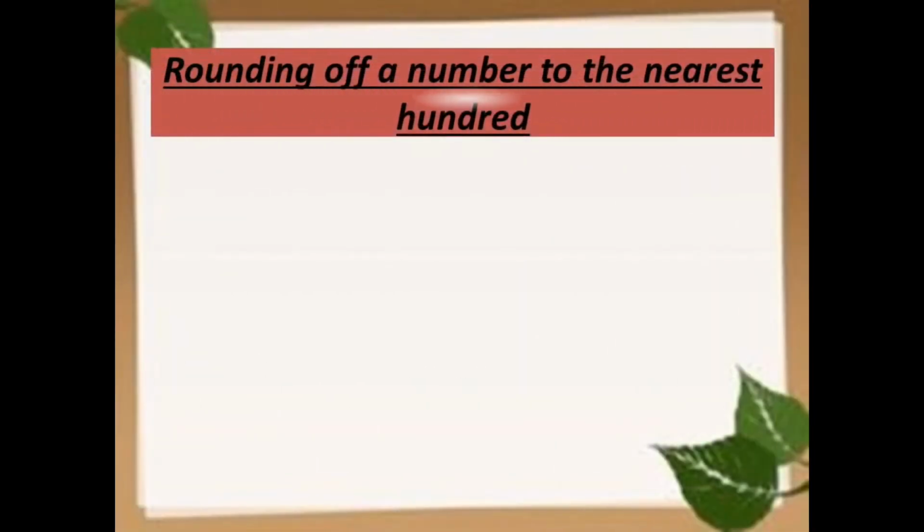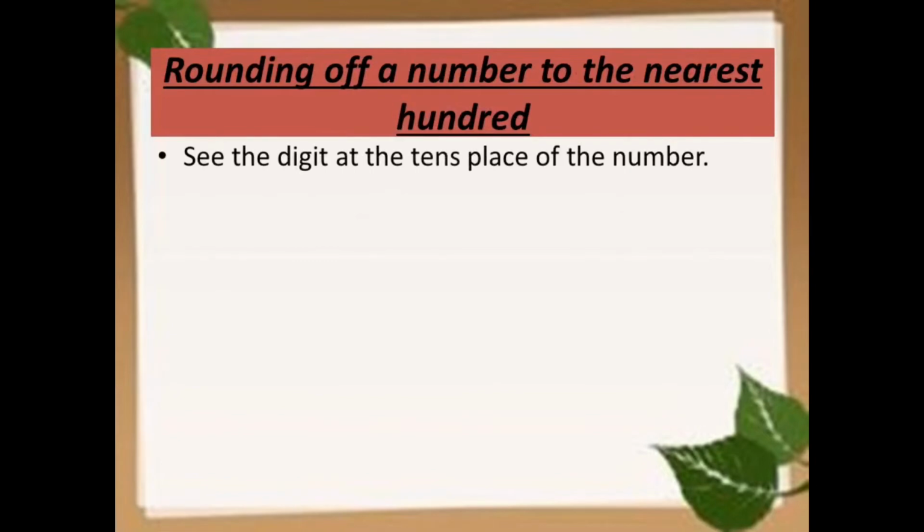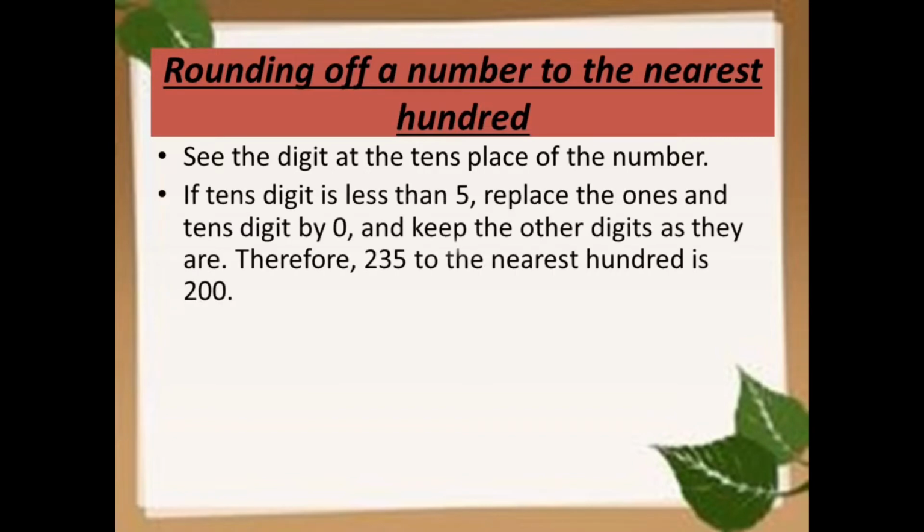Therefore, the procedure for rounding a number to the nearest hundred says that firstly see the digit at the tens place of the number. If the tens digit is less than 5, replace the ones and tens digit by 0 and keep the other digits as they are. Therefore, 235 to the nearest 100 is 200.